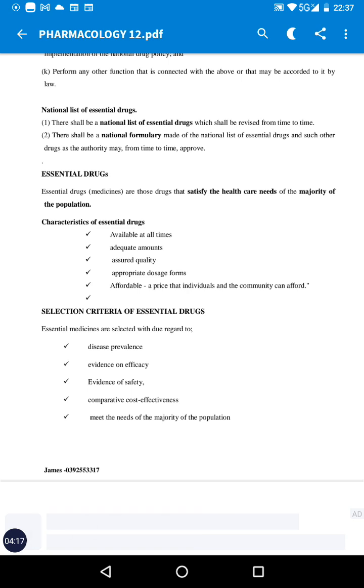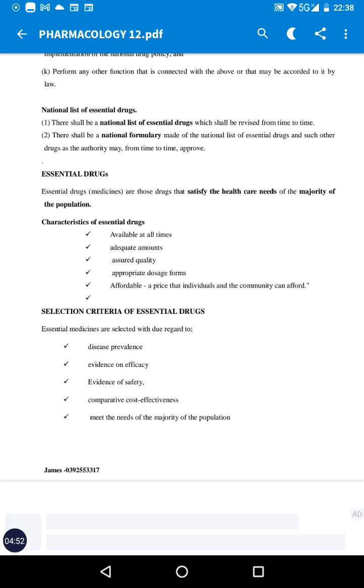So in this case, the essential drugs should first of all be available at all times, and then available in large quantity, in terms of the numbers of drugs, like treatments for malaria. Then the quality should be considered, the forms of the doses, and then the affordability. You take notes of those characteristics.